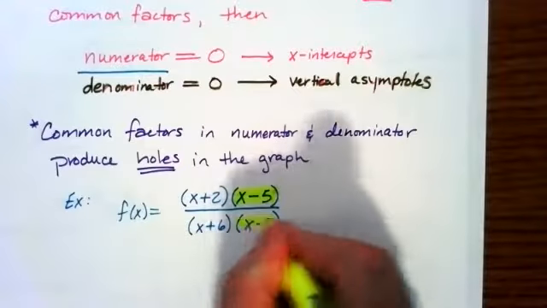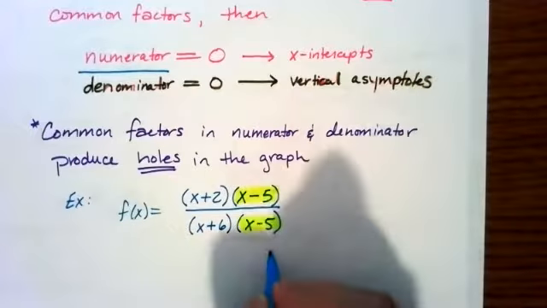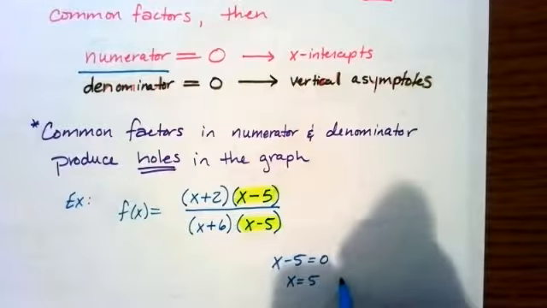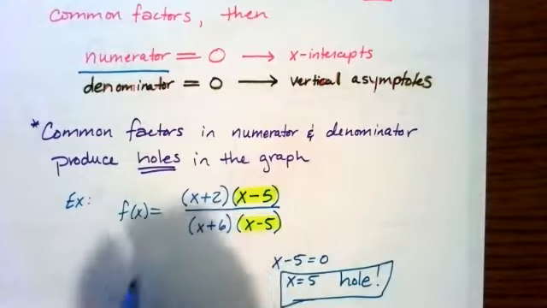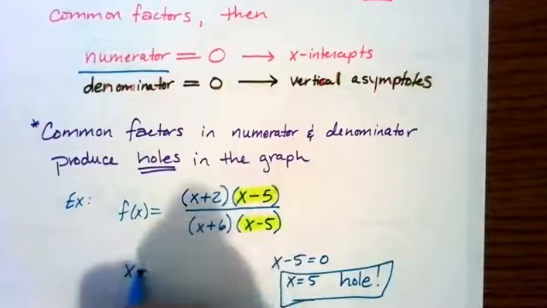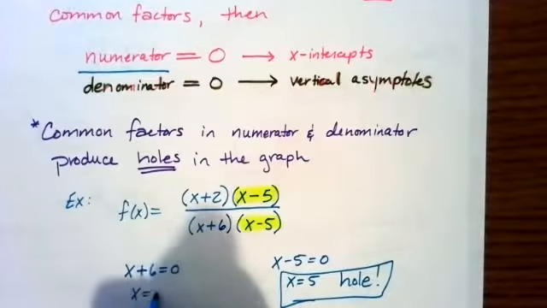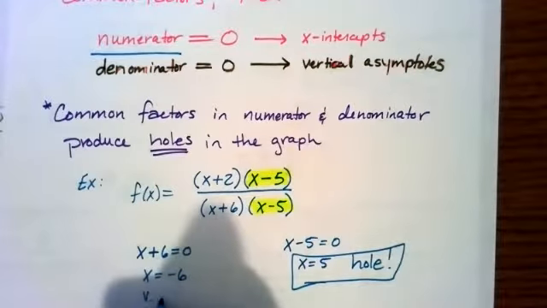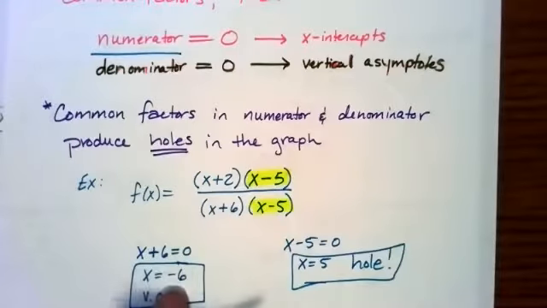Okay. So that repeat factor is going to produce a 0 over 0. What that means is x minus 5 equals 0, or x is 5, is going to be the location of a hole in the graph. X plus 6 equals 0, that comes from the denominator. So x equals -6. That's from the denominator, that means this is a vertical asymptote. If I got it from the denominator, a vertical asymptote.